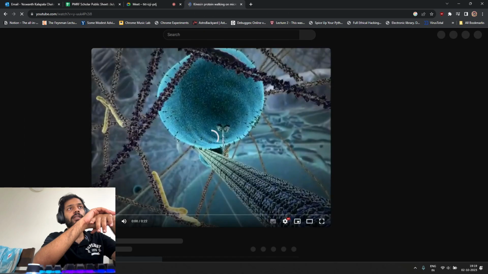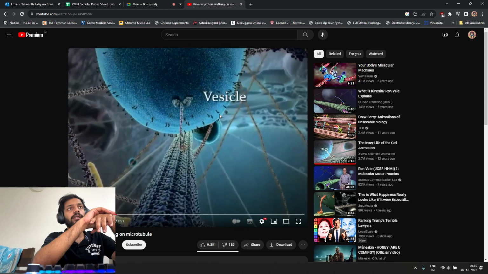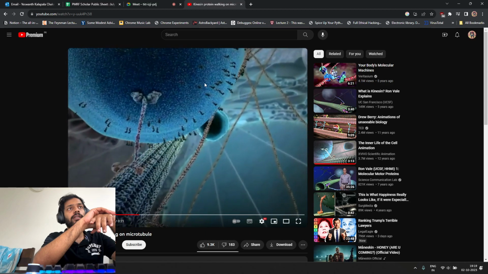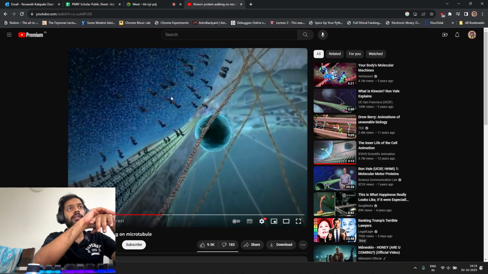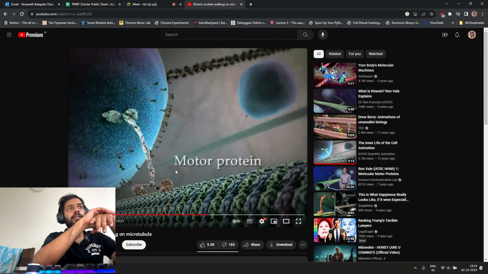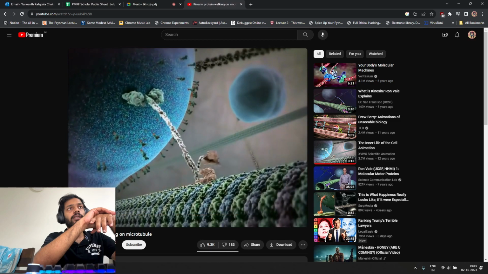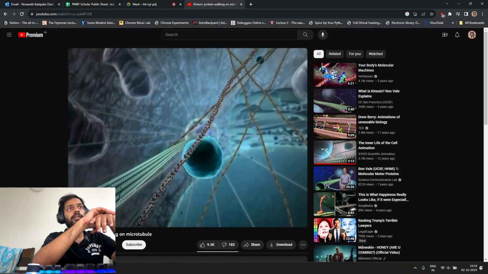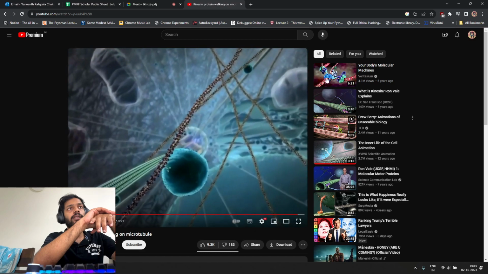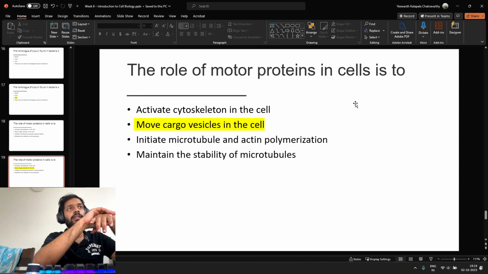Yeah. So essentially, what they do is they walk along these microtubules carrying huge cargoes within the cell. So this here that you see, kinesin, that's a motor protein. So it keeps carrying this huge cargo on its head, and it keeps walking on the microtubule from one end of the cell to the other end. So essentially, that's what motor proteins are. Okay.